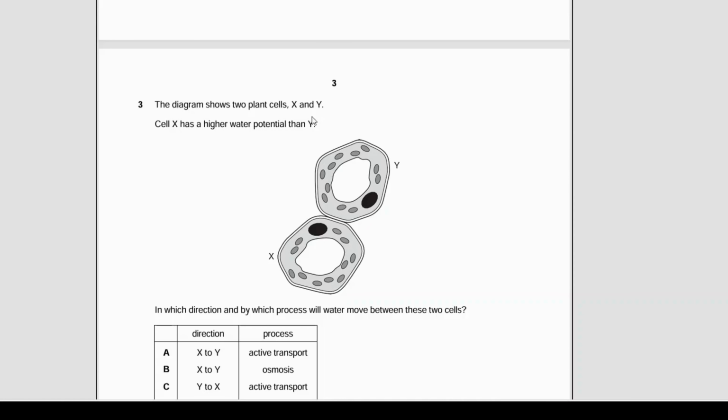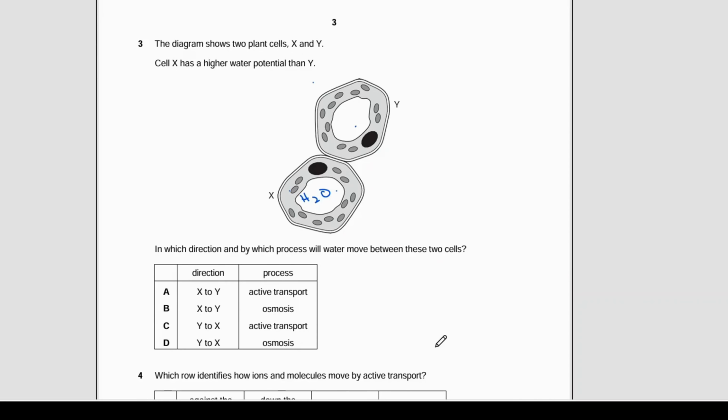Okay, the diagram shows two plant cells X and Y. Cell X has a higher water potential than Y. This one has more water. So in which direction and by which process does water move between these two cells? X has more water, so it will move from X to Y. And which process? Osmosis. So water movement is mostly referred to as osmosis in plants.